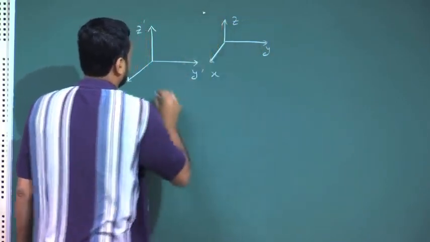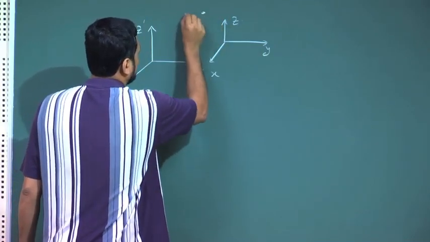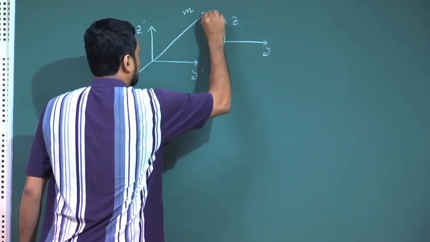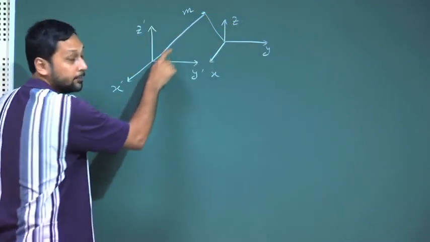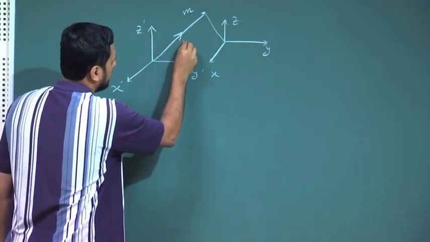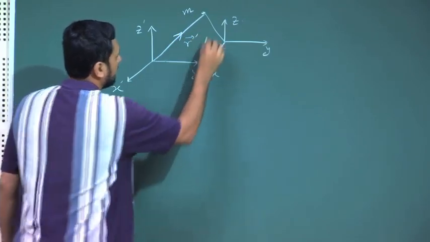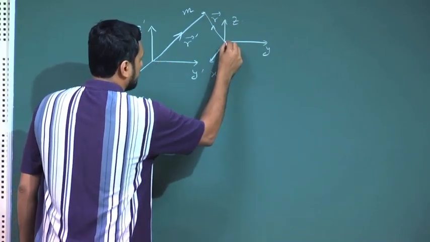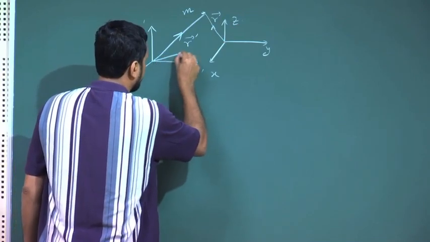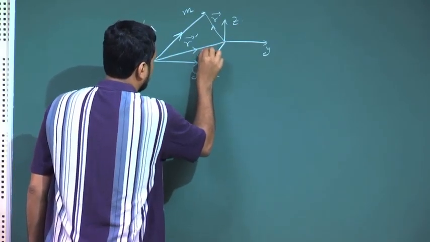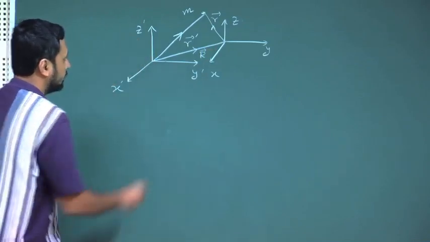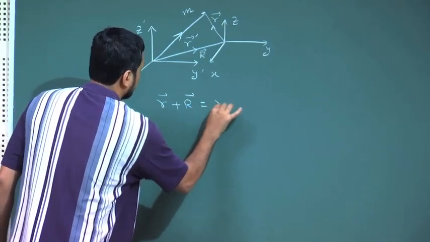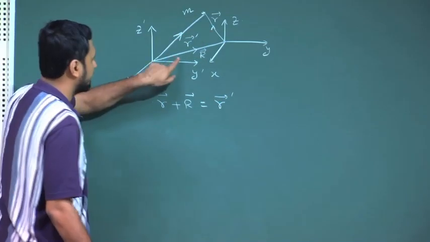Now, a particle which is moving in space, the position vector measured with respect to this frame is r prime and with respect to this frame is r. Now, if the location of the origin of this particular frame is capital R with respect to this frame, then we can write R plus r is equal to r prime. This is just from vector addition.